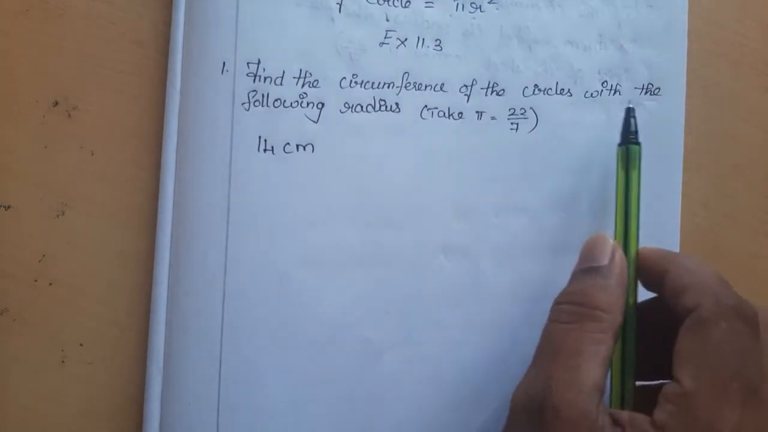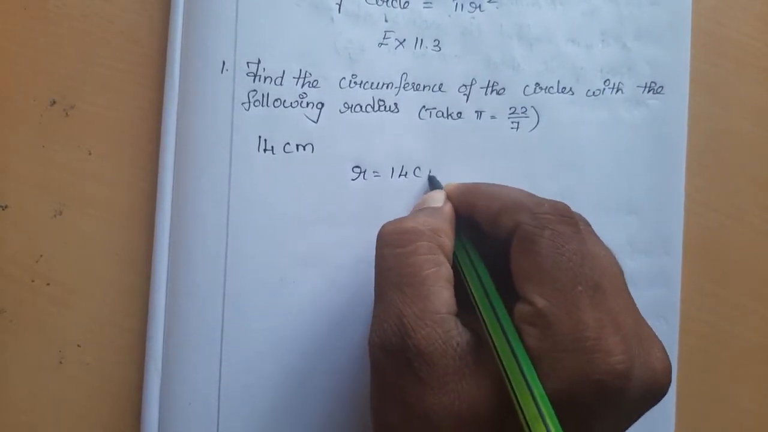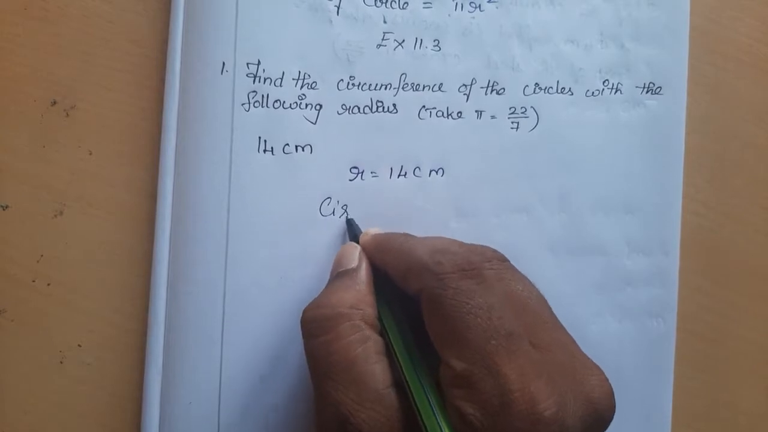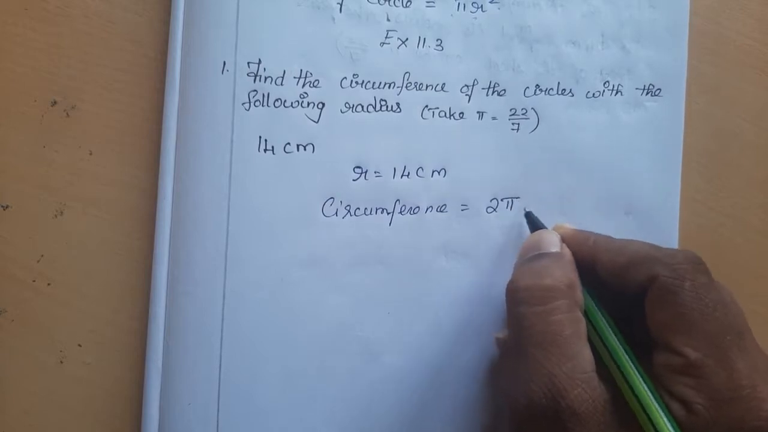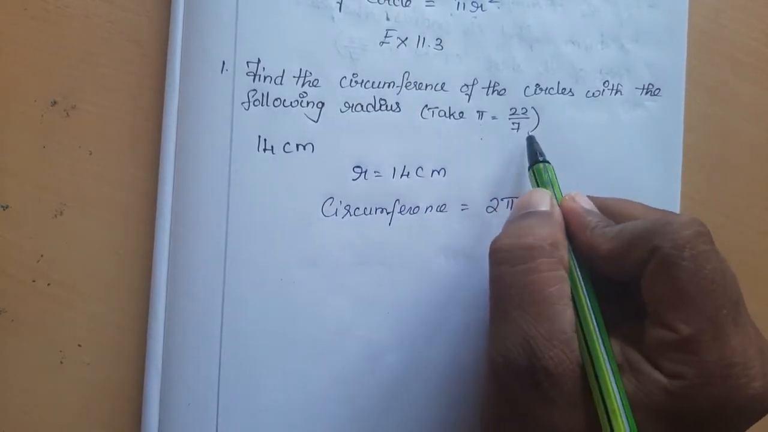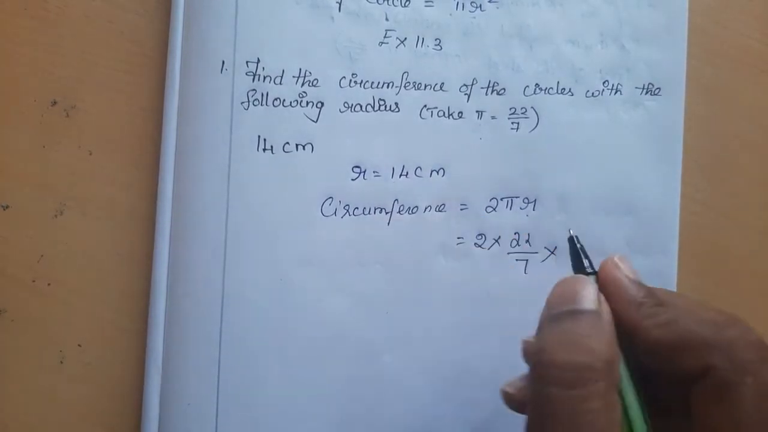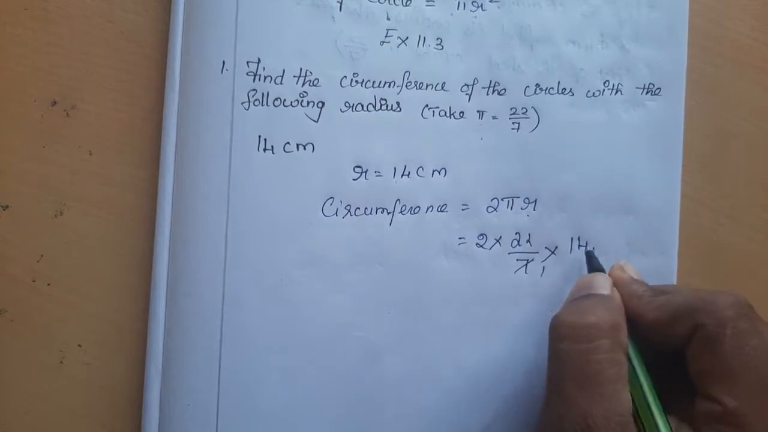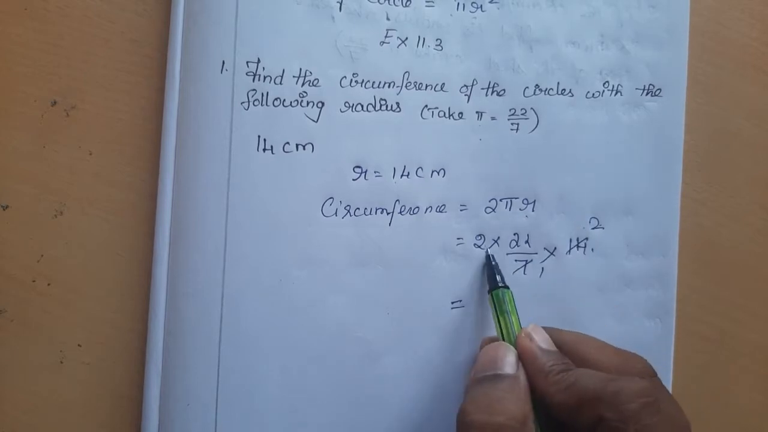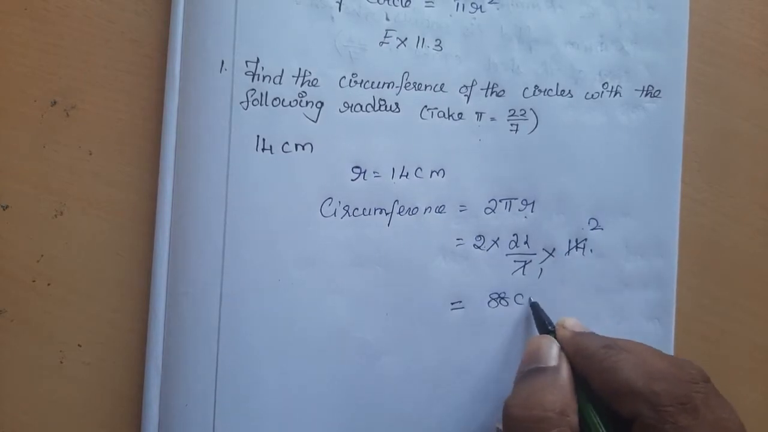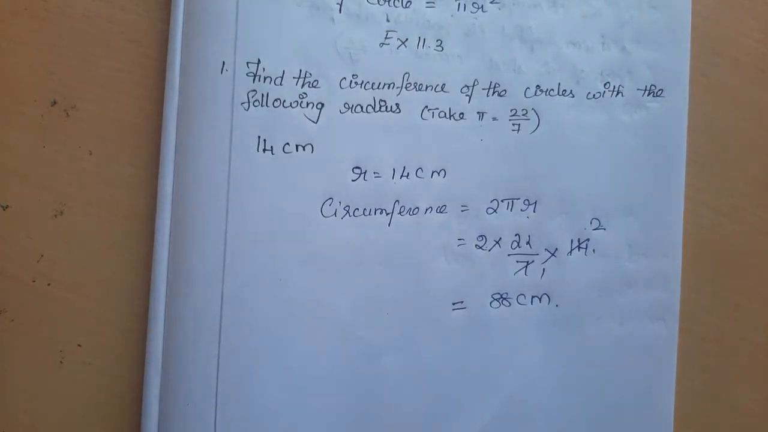Find the circumference of the circle with the following radius. Given 14 centimeter is the radius, we have to find the circumference. Circumference is equal to, we know the formula, 2 pi r, and they said take the pi value as 22/7. So 2 into 22/7 into r, which is given as 14. 2 times 2 is 4, into 22 is 88 centimeter. So the circumference of this circle is 88 centimeter.